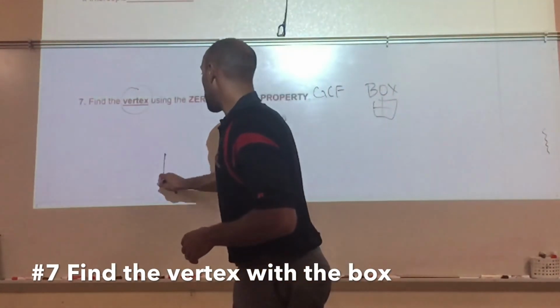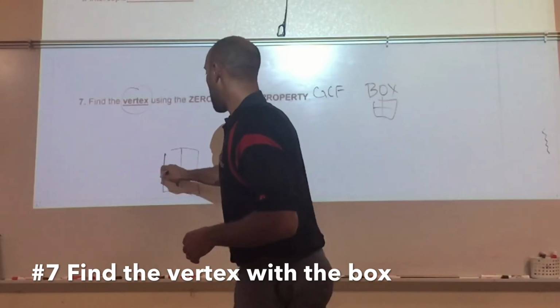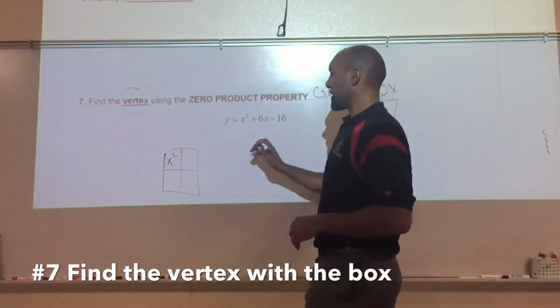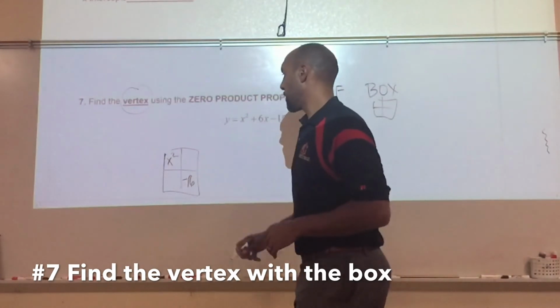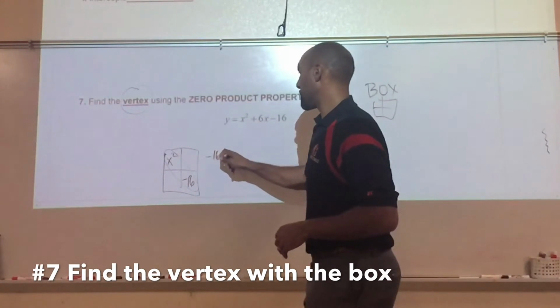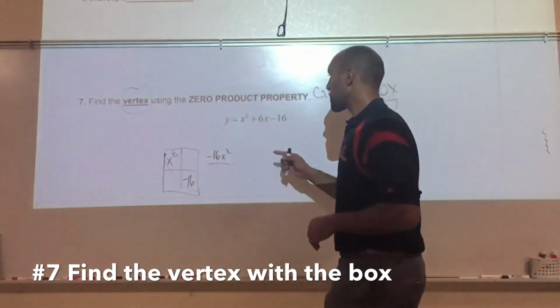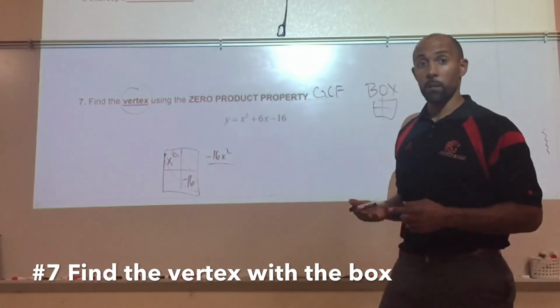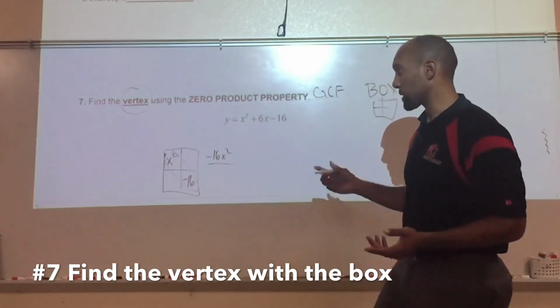Okay? So we're going to use the box. So we're going to put x squared here. Then the last term is negative 16. Okay, and remember we multiply these two numbers together. So negative 16 x squared. What two numbers, if I multiply them, will give me negative 16, but then they'll add up to positive 6.